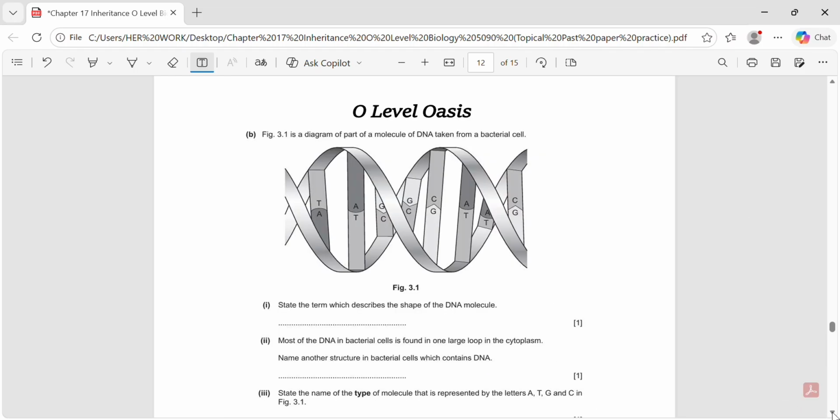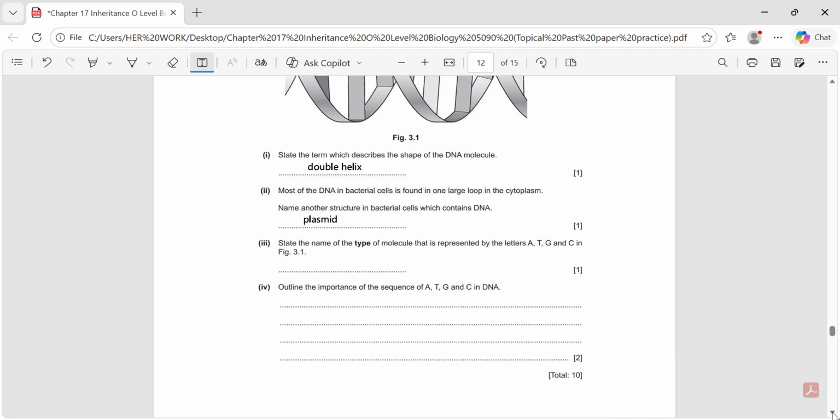Next, we move on to a question based on a diagram of part of a DNA molecule taken from a bacterial cell. Part 1 asks us to state the term that describes the shape of the DNA molecule. The answer is double helix. Next, we are told that most DNA in bacterial cells is found in one large loop in the cytoplasm, and we are asked to name another structure in bacterial cells that contains DNA. The answer is plasmid. Then, we are asked to state the name of the type of molecule represented by the letters A, T, G, and C in the diagram. The correct answer is nitrogenous base.